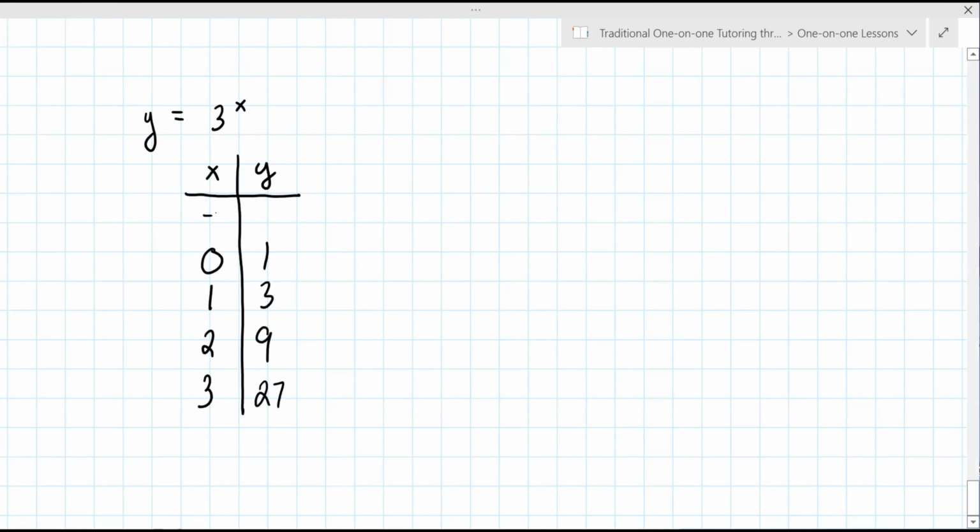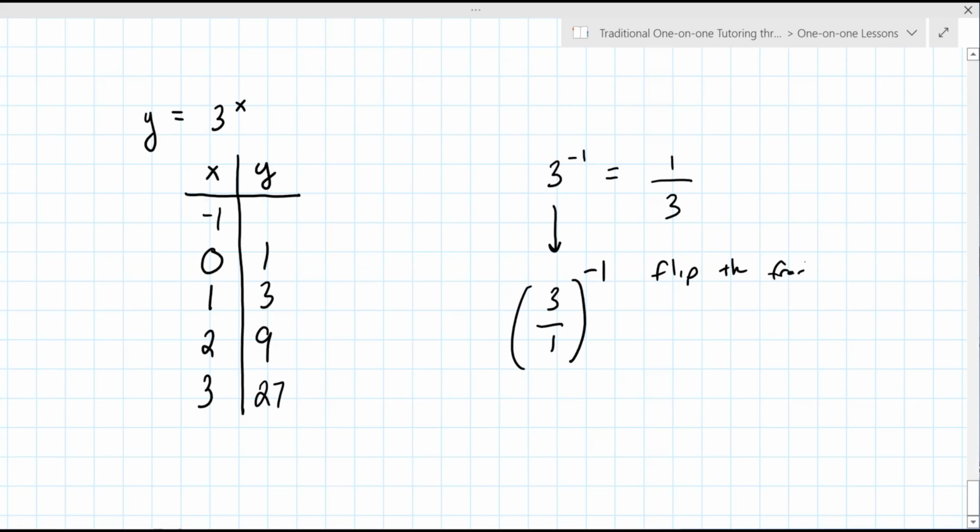Now real quick here, off to the side here. So 3 to the negative 1 power ends up being 1/3. Okay, and here's why. 3 is really 3 over 1. Do you agree with that? 3 is really 3 over 1. Yeah. So this negative 1, it just tells you to flip the fraction. So when you flip the fraction, the bottom becomes the top and the top becomes the bottom. And that's why it is 1/3.